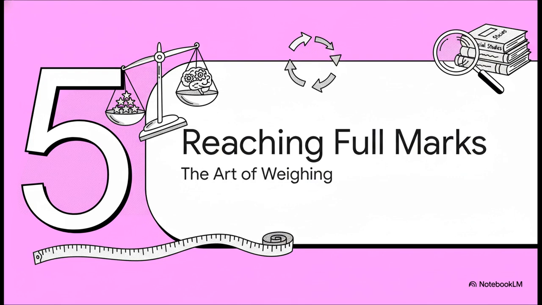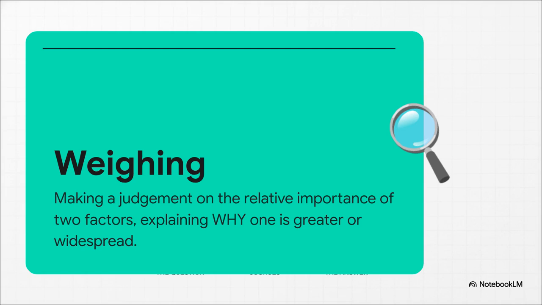You've explained both sides perfectly, but how do you get that last final point to hit a perfect 8 out of 8? This, my friends, is the secret sauce. It's what we call the art of weighing. And weighing is more than just saying, I think this one is more important. No way. You have to make a judgment and then you have to justify it. You have to explain why one impact is bigger than the other.